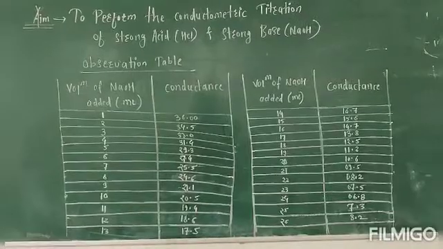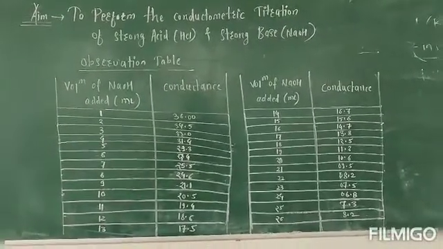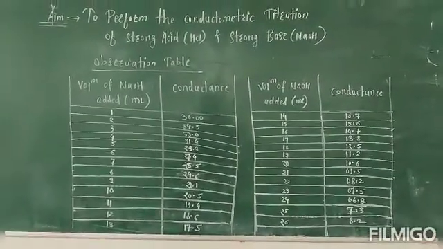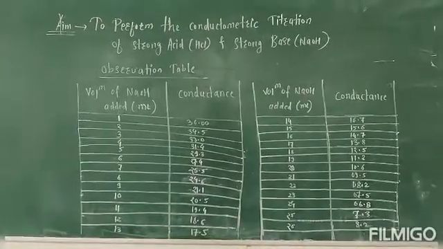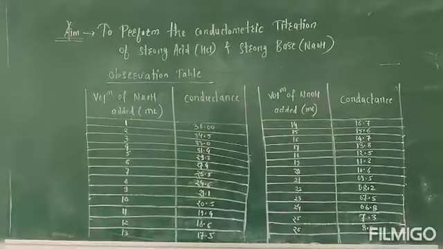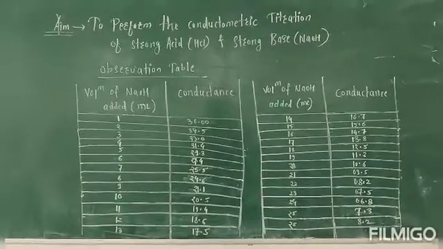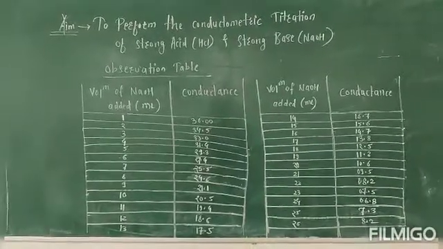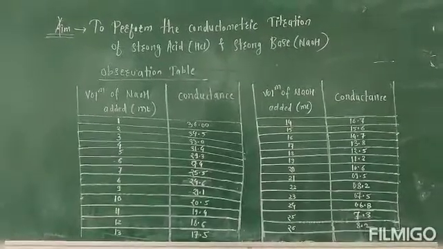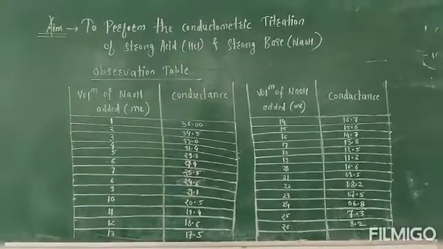Here see the observation table, that is the volume of NaOH added in ml and the conductance observed after addition. After addition of 1 ml NaOH into the HCl, the conductance is 36. Then after addition of 2 ml, the conductance is lowering, that is 34.5. From the observation table we can see that as the volume of NaOH increases, the conductance decreases, and this decrease continues up to the equivalence point.